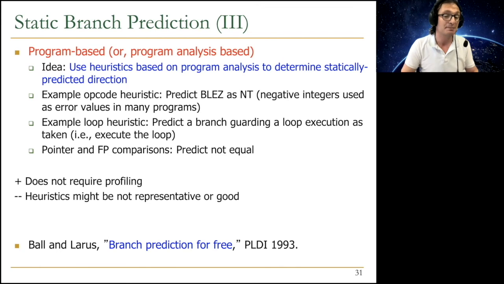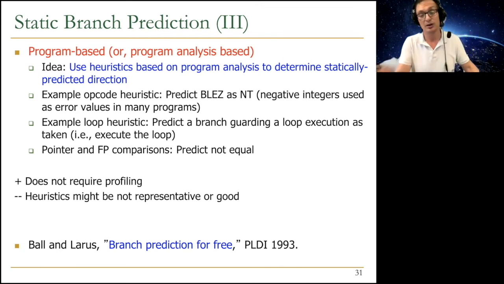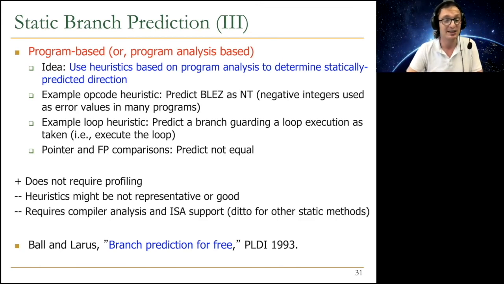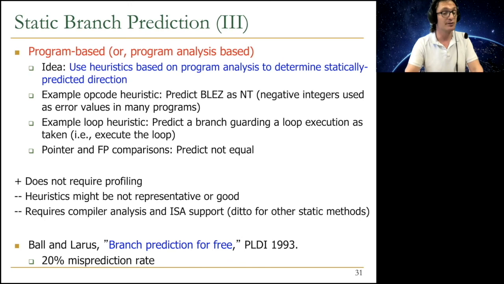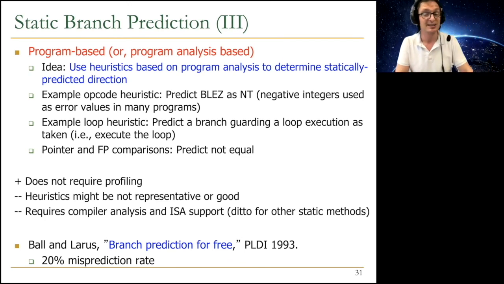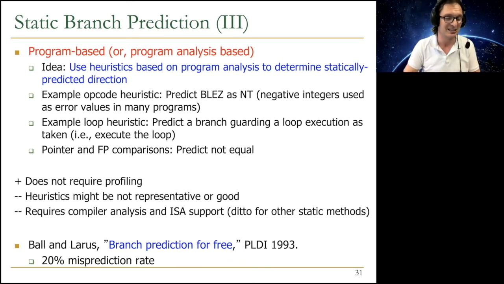But heuristics may not be representative or good. That's also a downside, as you can see, and it requires compiler analysis and ISA support. This is true for other static methods as well. So these folks show that you get a 20% branch misprediction rate as early as 27, 28 years ago. I don't know of any compiler that really employs all of these. They usually do profile-based, but some may employ this in a limited manner.